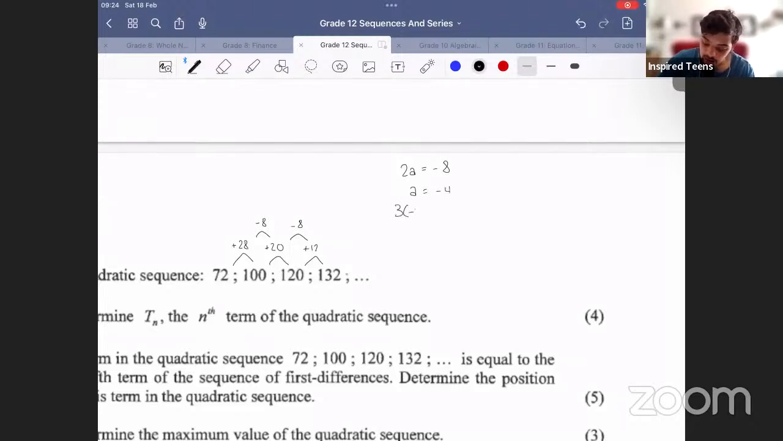3a plus b is equal to the first difference, which is 28. So b is going to be equal to 28 plus 12, which is 40. Please, if my values are incorrect, stop me. Then a plus b plus c, so -4 plus 40 plus c is equal to 72. So I need to say 72 plus 4 minus 40, which is 36.